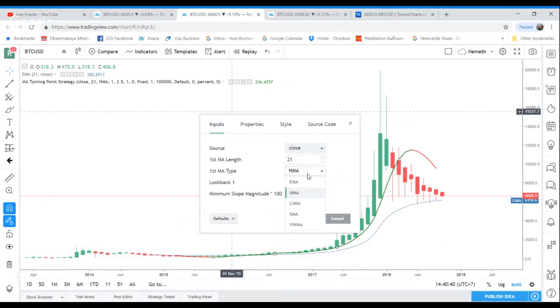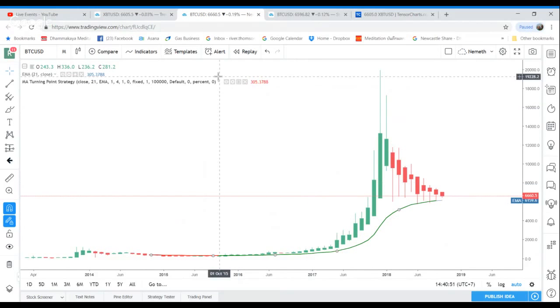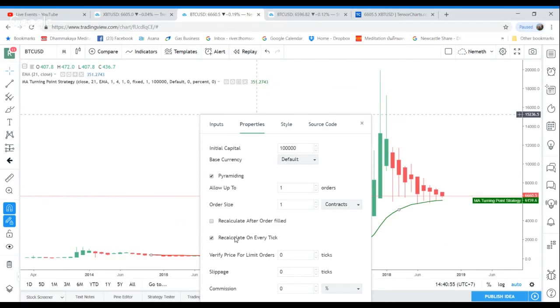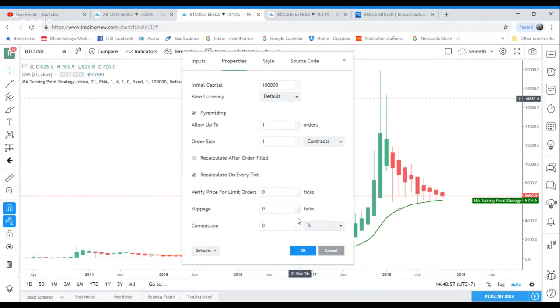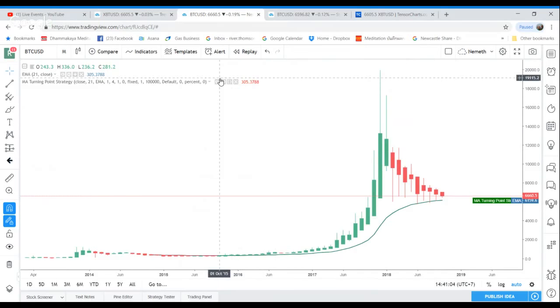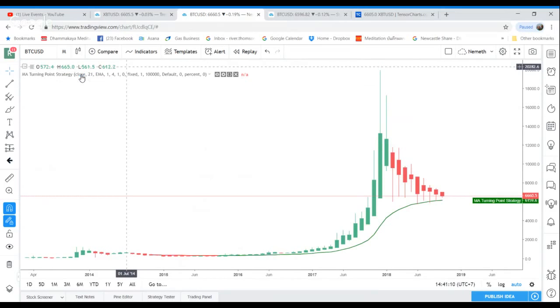I backtested it myself, and from what I can see, EMA 21 tended to be better. Actually, one other thing, if you're going to use my one, better have recalculate on every tick to get the last candle. Although the last candle can repaint, so if you don't want repaint, do it the other way around. But basically, see, it's exactly the same. That's why I don't use these. I just use this one.